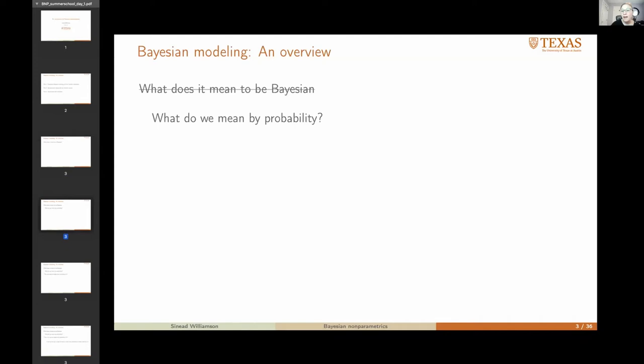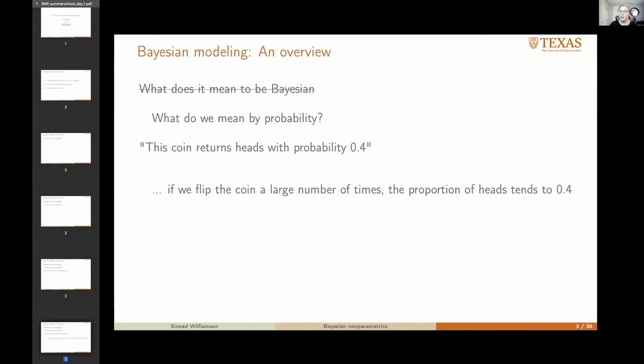And we probably all have an idea of what is meant when I say I have a coin and it's going to return heads with probability 0.4. That's kind of the first idea of probability we're introduced to. We know that that means that if we toss the coin repeatedly, the proportion of heads is going to tend to 0.4. Right? We know that if we toss it 10 times, we won't necessarily get 4 heads, but if we toss it 10,000 times, we're going to get approximately 4,000 heads, and so on. That proportion is going to tend to 0.4.